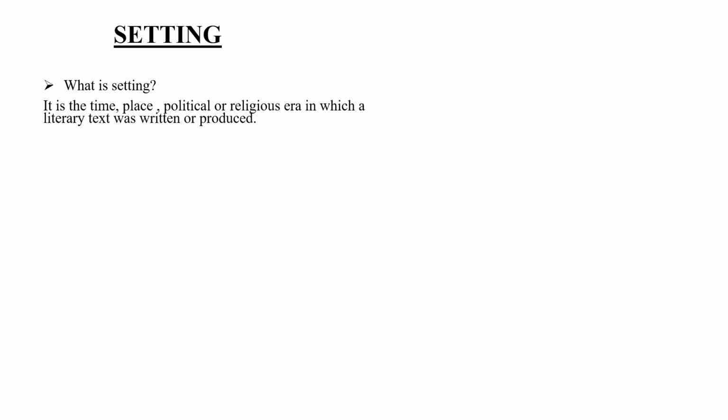Setting. What is setting? It is the time, place, political or religious era in which a literary text was written or produced. The common definition or explanation that we usually give for setting is that it is the time and place that a literary text was written or an event took place. One name was mentioned as the name of the town in which the play was written, that is, in the case of The Lion and the Jewel.